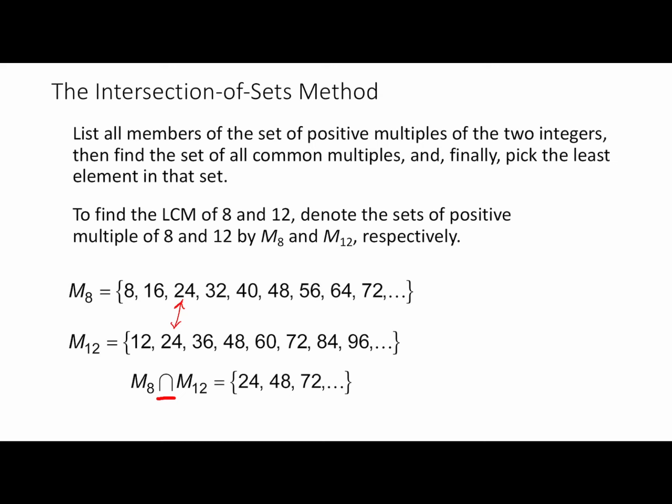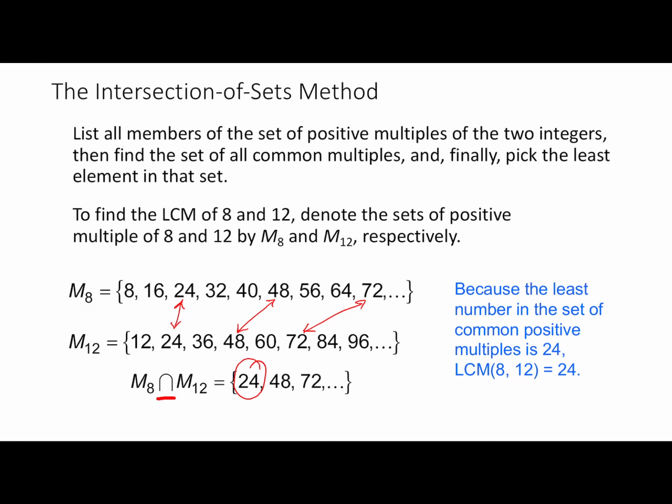So they both have a 24. The next number they both have in common is 48, and then 72, and so on. And I want the least common multiple, so the smallest common multiple is this first number here, 24. So the least common multiple of 8 and 12 is 24.